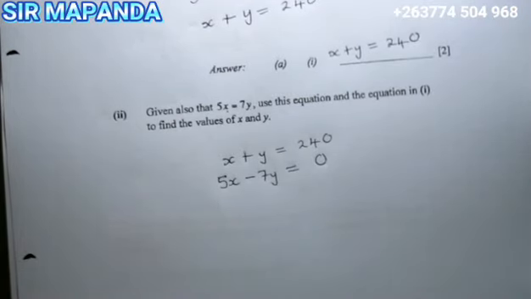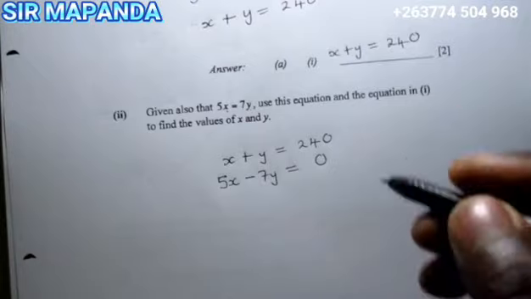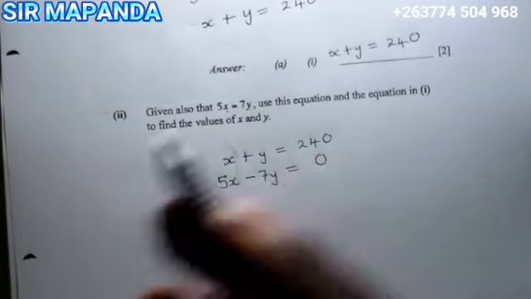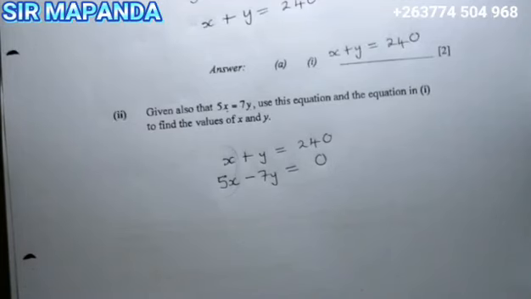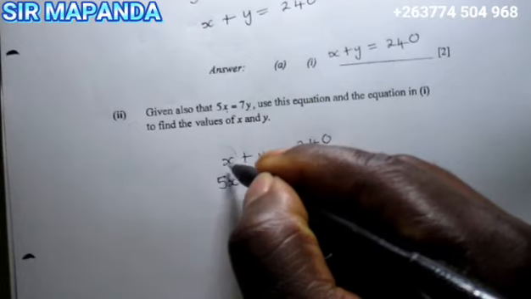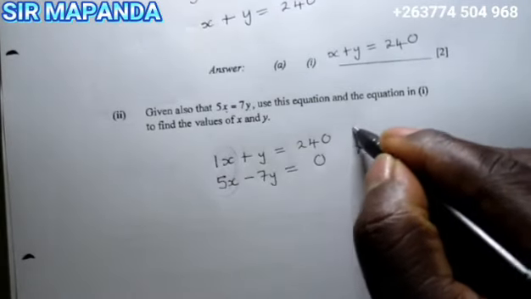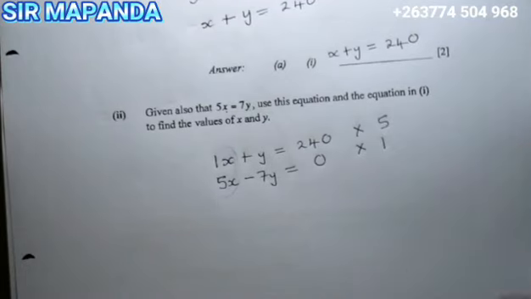I hope you are listening, class, right? So after that, it is now a matter of making the coefficients of x similar and applying the elimination method, though the substitution method is also another way of doing it. So x is as good as 1x. Multiply equation 1 by 5, right?